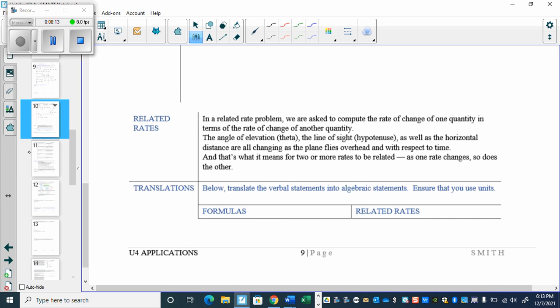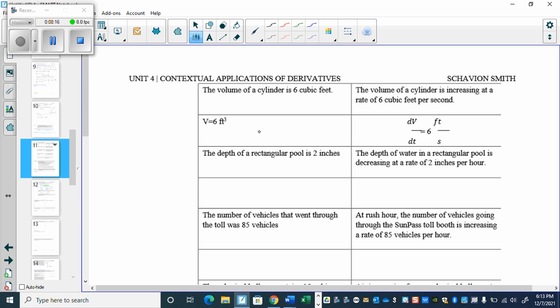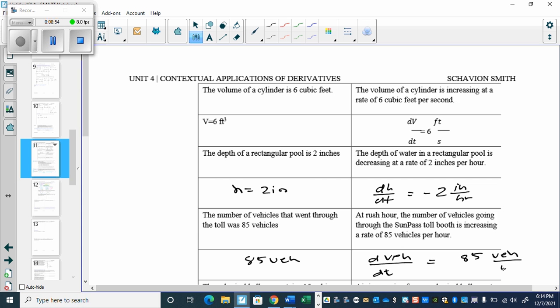Okay, so we're going to do some translations here. Here we have the depth or the height. The depth of the water in a rectangular pool is decreasing at a rate of 2 inches per hour. So decreasing: dH dt equals -2 inches per hour. Here are my units. 85 vehicles per hour, so dVEH dt would be 85 vehicles per hour.